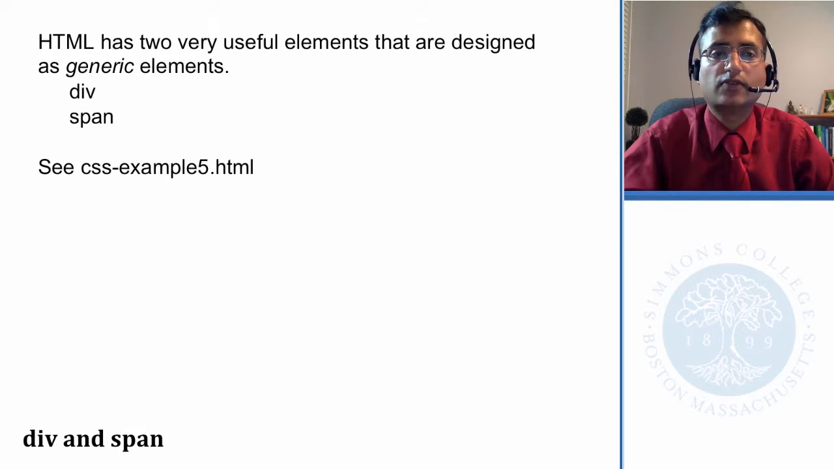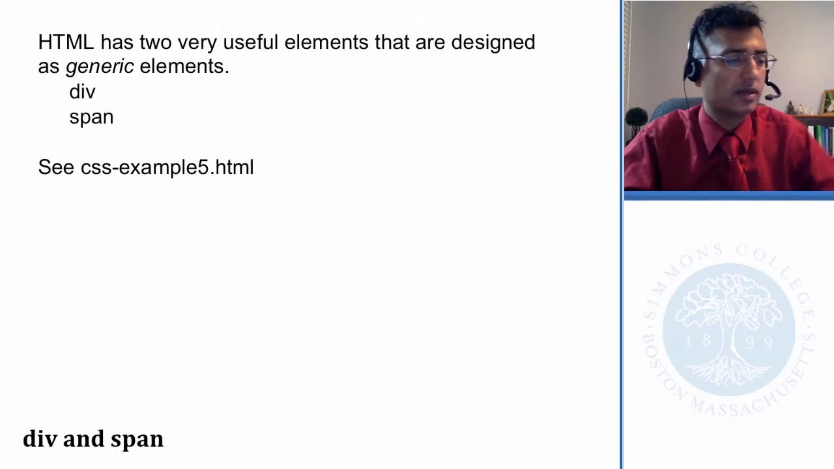Now we've been looking at different examples of CSS, and we'll look at a few of these examples in this video as well. HTML has two very useful elements that are designed as generic elements. One is div and the second is span. Div is a block level element like the p or paragraph element, and it acts like a paragraph. It usually has carriage returns before and after it, and we use div to group a series of paragraphs. And the second element is a span, which is an inline element.